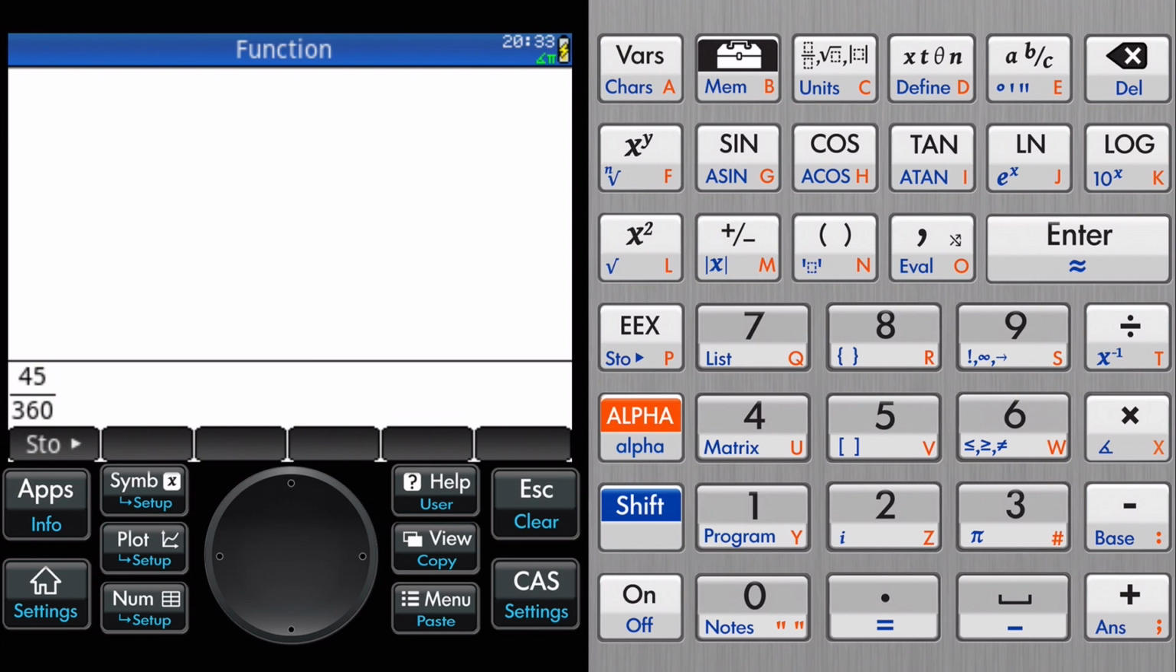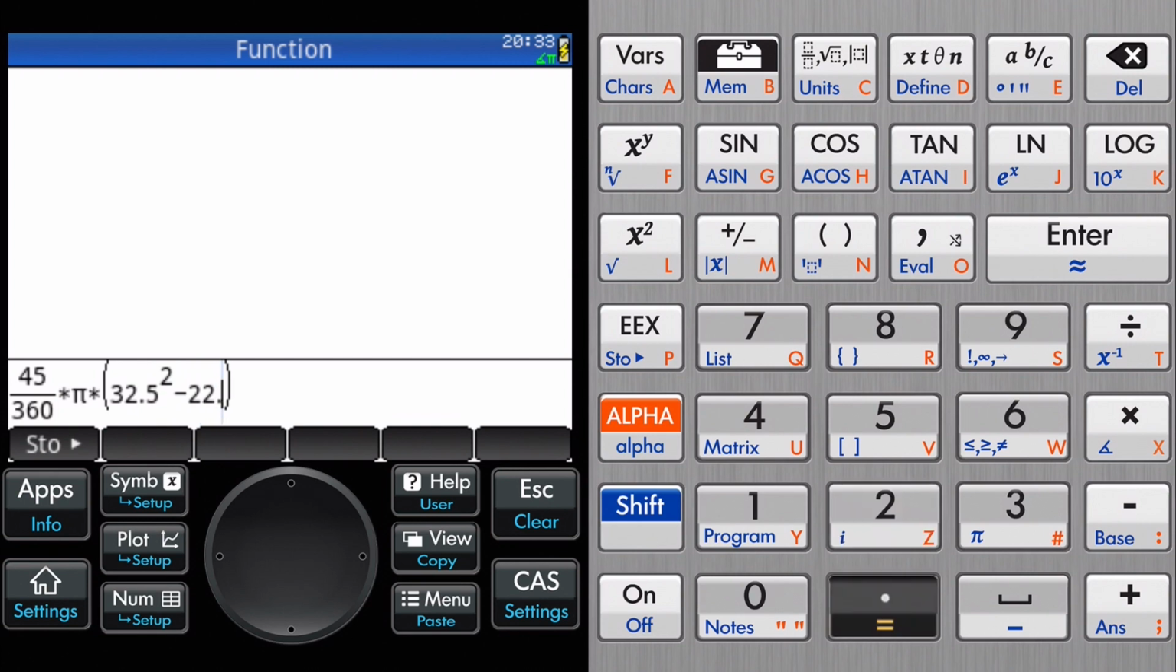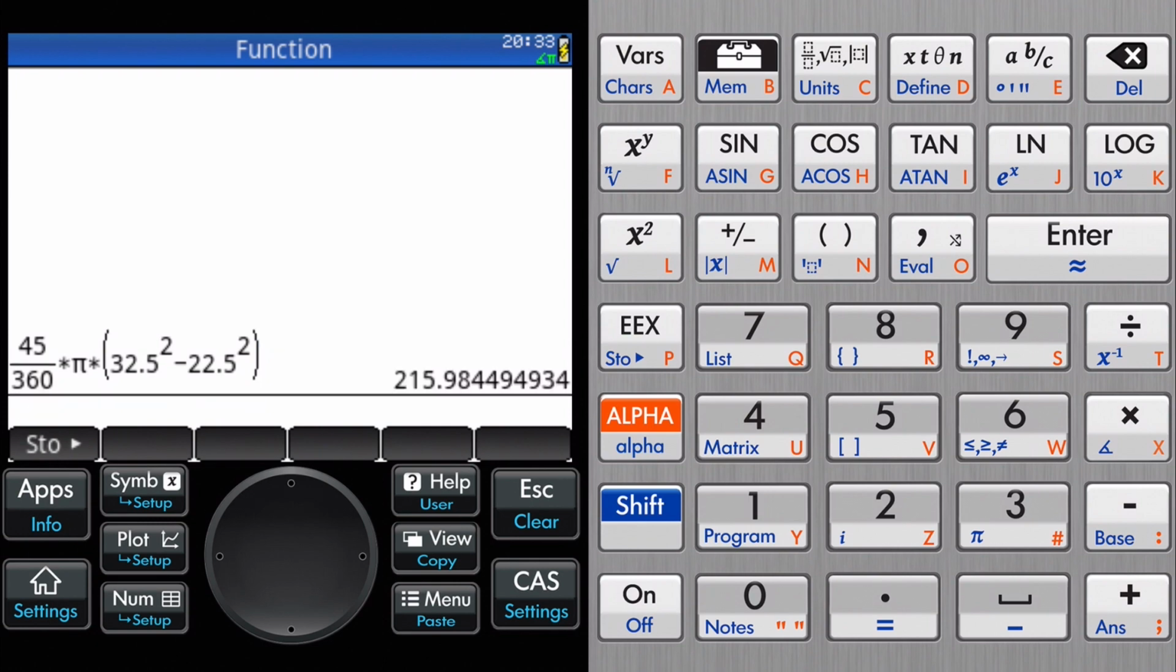Equals units, 45 over 360 multiplied by pi multiplied by, open brackets, 32.5 squared minus 22.5 squared, should give us a total of 215.984, but that is only the large sector take away the small sector.